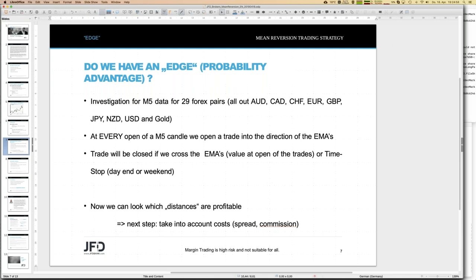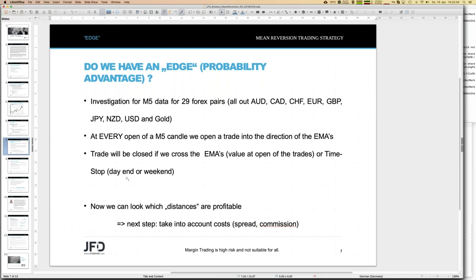So it will be millions of trades we will, in principle, investigate in order to prove that kind of edge. The trade, as introduced with the strategy itself, is closed by crossing the EMA. And by EMA, I always mean the EMA value at the open of the trade. The other variant I have not investigated up to now. Still, I used a time stop at the end of the day or end of the week because I don't want to have those long-lasting trades.